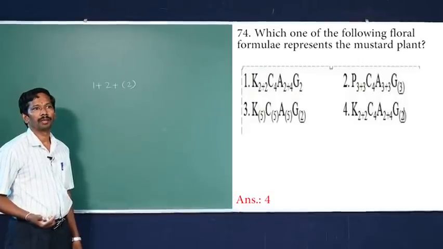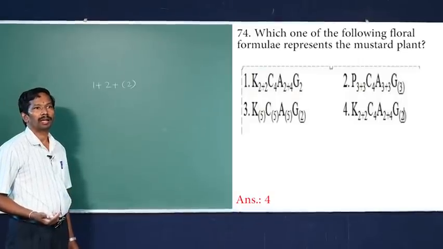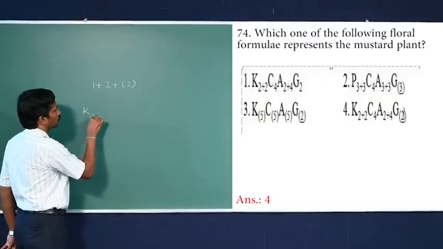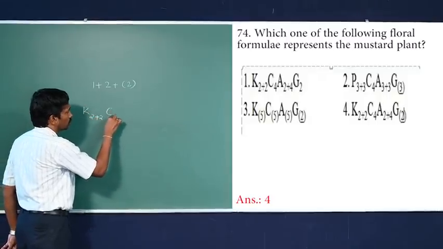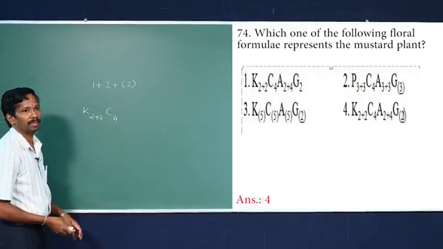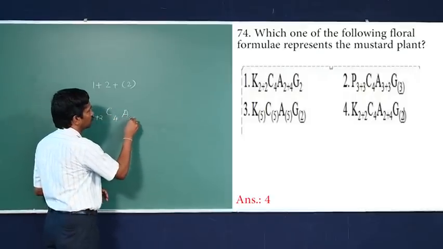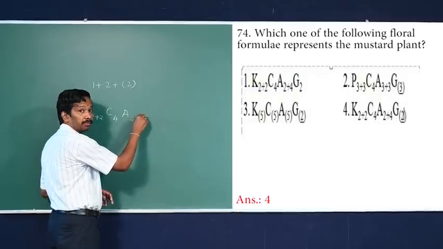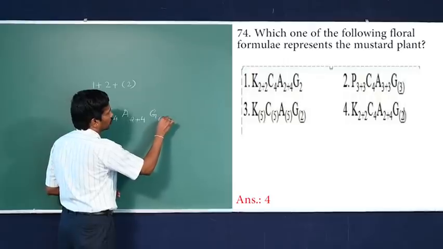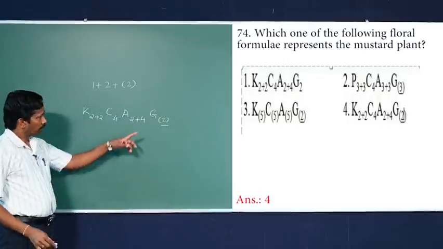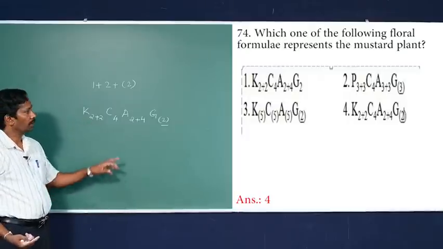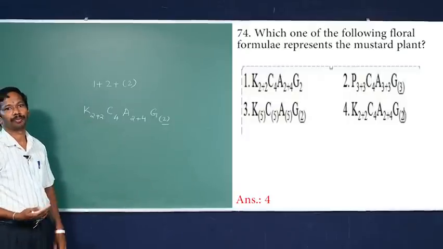Next question, floral formula representing the mustard plant. Calyx 2 plus 2, corolla 4 or 2 plus 2, that is, cruciform corolla is present. Androecium is 2 plus 4 and gynoecium is 2, superior ovary, parietal placentation. The answer should be the fourth one when compared to the other options.